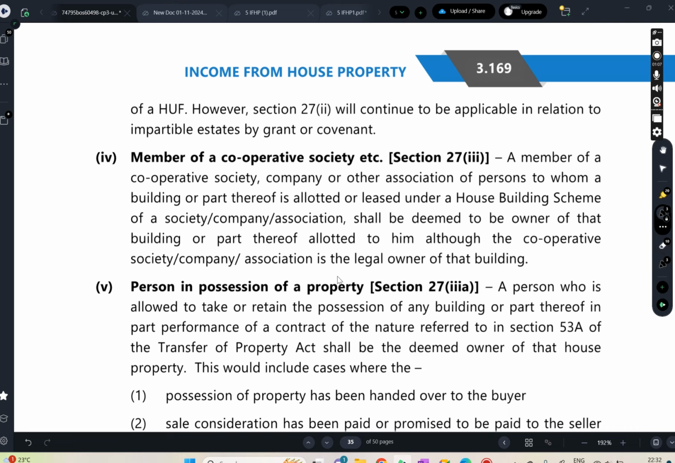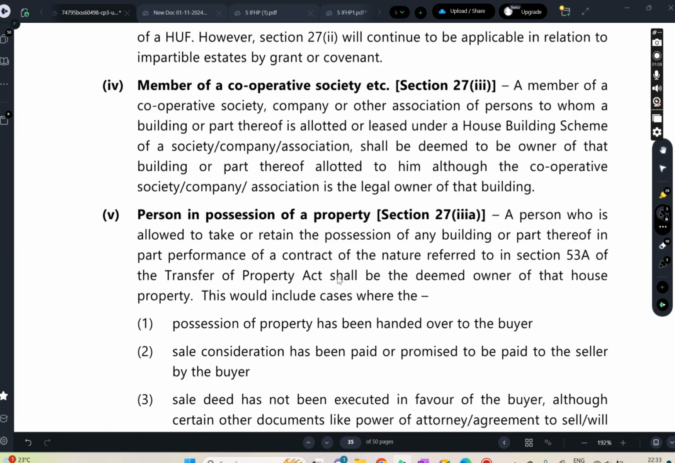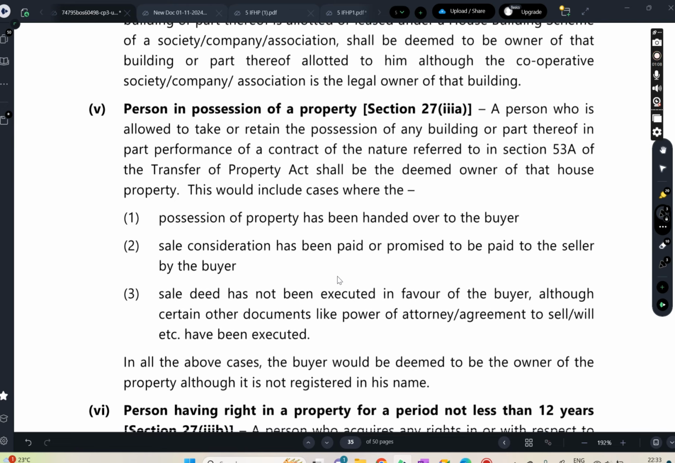Okay, member of a cooperative society. In a cooperative society, the owner will be the cooperative society, but you just got the house in it. So then you will be taxed. You will become the owner. You will be deemed to be an owner.